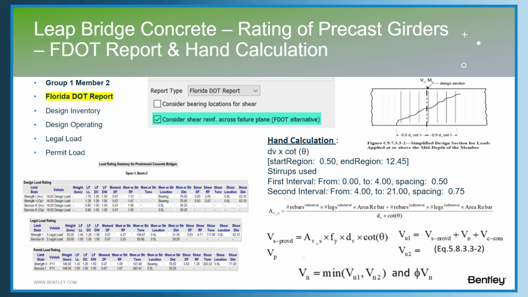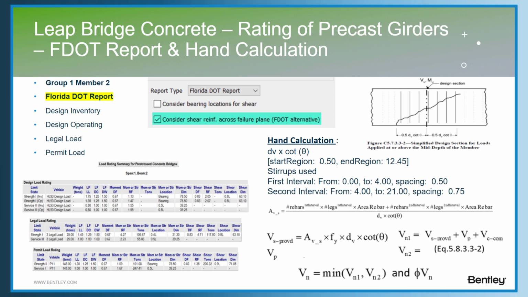As I mentioned before, we have one more report, which is the FDOT report or Florida DOT report. And there is one more option under the FDOT report where the user can calculate the shear reinforcement across the failure plane as per FDOT alternative. So here is a summary report which the program generates when this particular option is selected, and also how the shear capacity is calculated. It's a different procedure than the conventional procedure as per AASHTO.